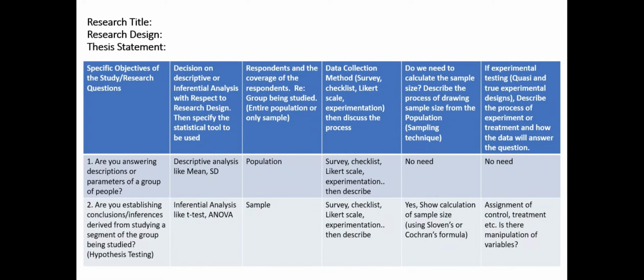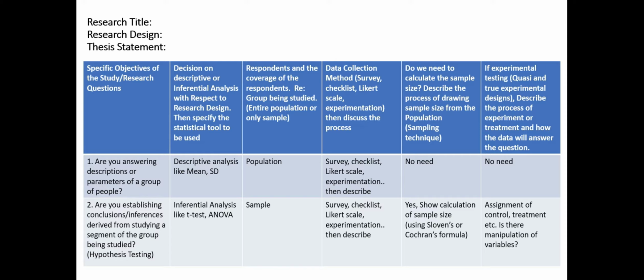Fill out the information above first: the research title, the research design that you used, and the thesis statement. Now, you need to fill out this table based on your research questions. The research questions are your specific objectives of the study. So in the first column, the specific objectives of the study are the research questions. So you write them there from 1, 2, 3, 4, 5, and so on. So on the first row, you write the first research question, and second row, the second research question.